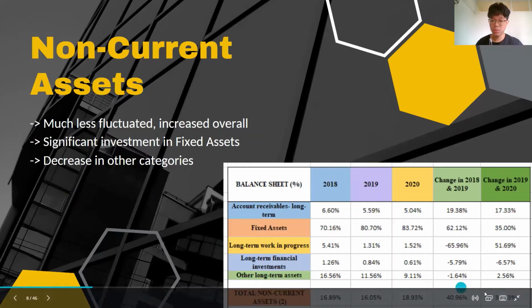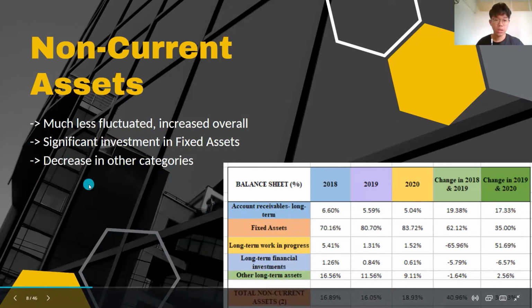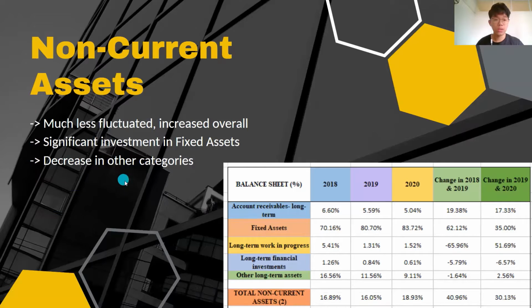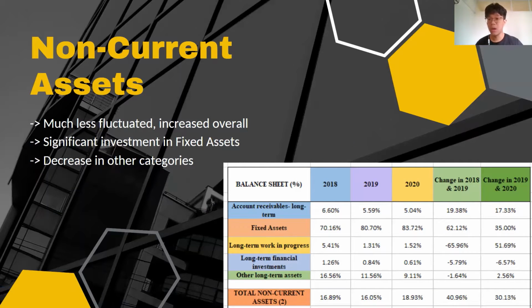As you can see here, the margin between the growth is not really high, and they increase overall. The most significant investment we need to talk about is the fixed asset. It accounted for 70% in 2018, but moved to more than 83%. That's a really big share of the total non-current assets, and the non-current assets also experienced a decrease in other categories, mainly the long-term ones. As we talked about before, MWG is moving nearer to a short-term strategy.